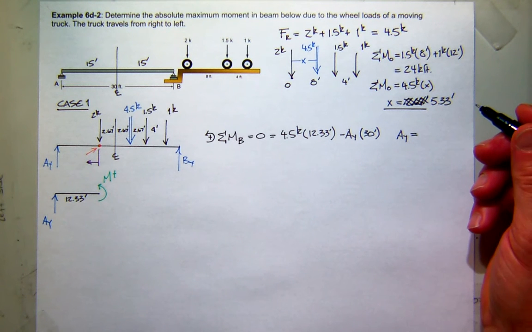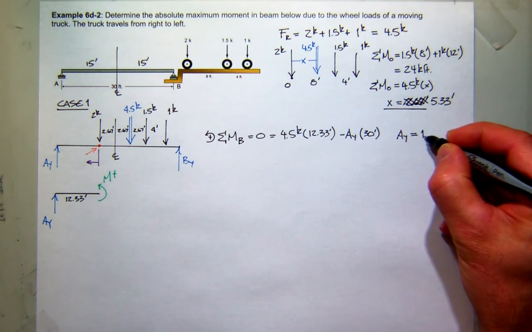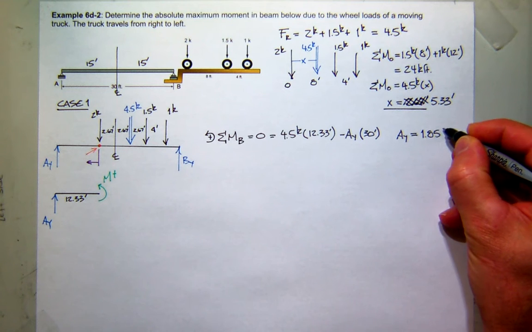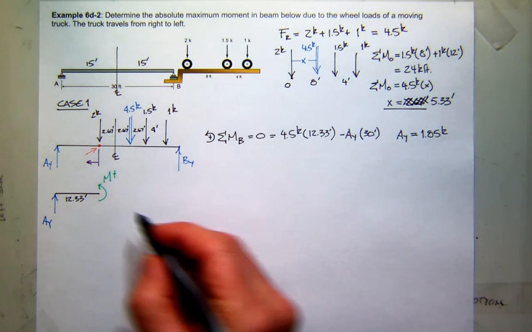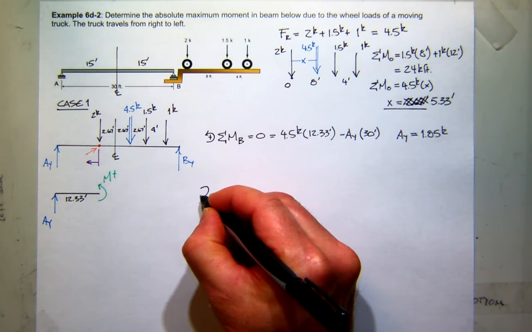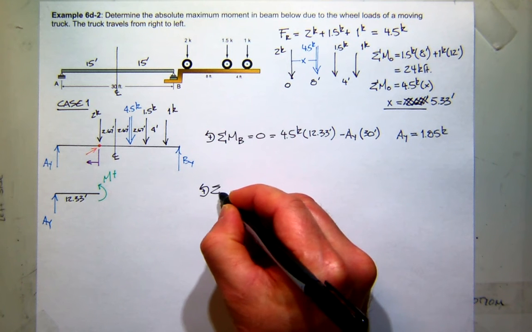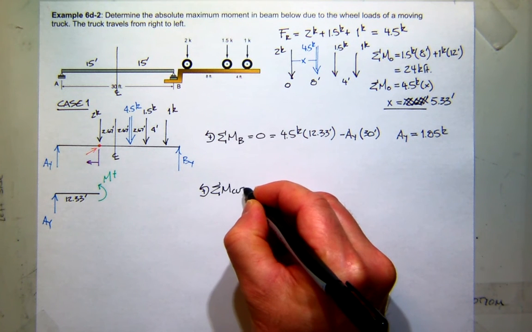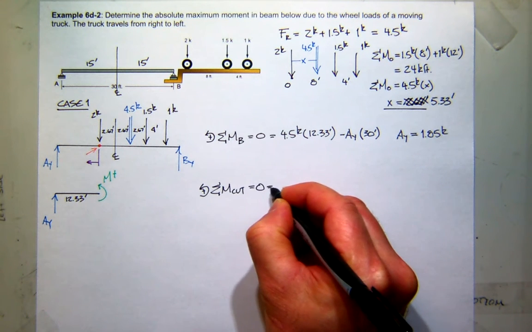1.85. That sounds reasonable. Anybody else get that? Okay. Yes. So 1.85 kips. So now I can come down here and sum moments at the cut. And what do I get?